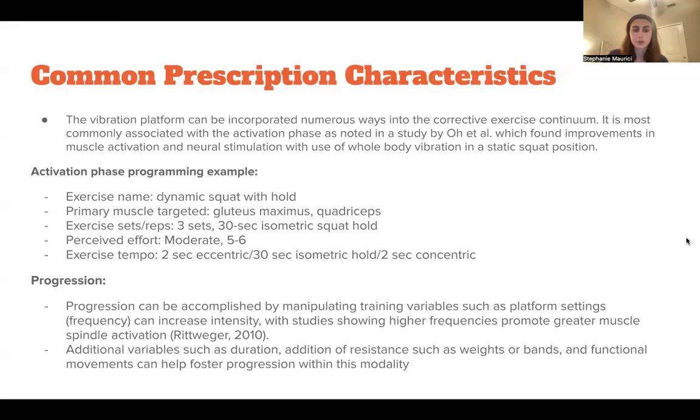We could also progress duration or add resistance, such as weights, resistance bands, and more functional movements to foster progression as well.